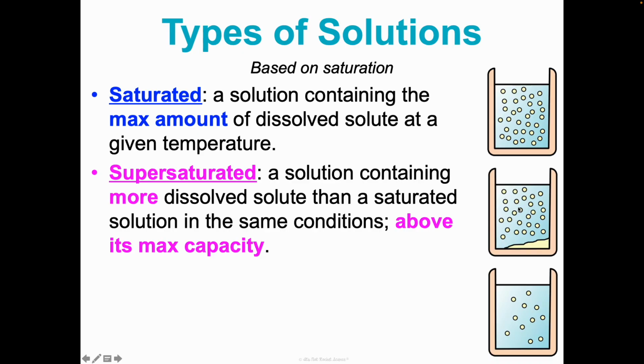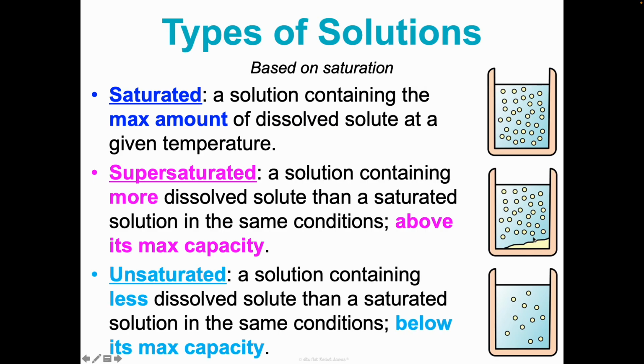So if a solution is already saturated and I add more solute to it, it's just going to start pooling up at the bottom because it cannot dissolve anymore. An unsaturated solution goes the other direction. It has less dissolved solute than it can hold. It's below its max capacity, so it could take on more. You could still dissolve more to it. And we can use these terms when we're looking at these solubility curves.